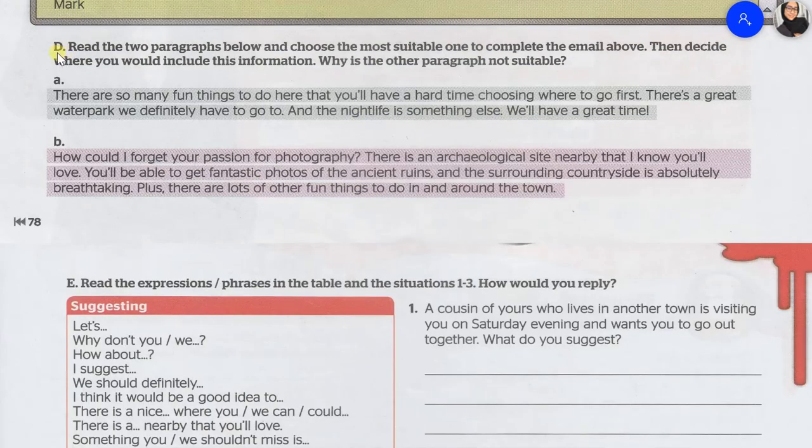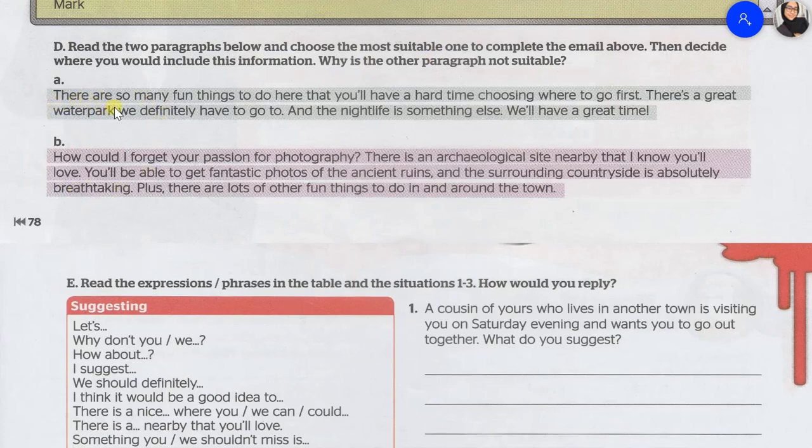Now let's do task D. Read the two paragraphs below and choose the most suitable one to complete the email above. Then decide where you would include this information. Why is the other paragraph not suitable? Okay, so let's read the two paragraphs.